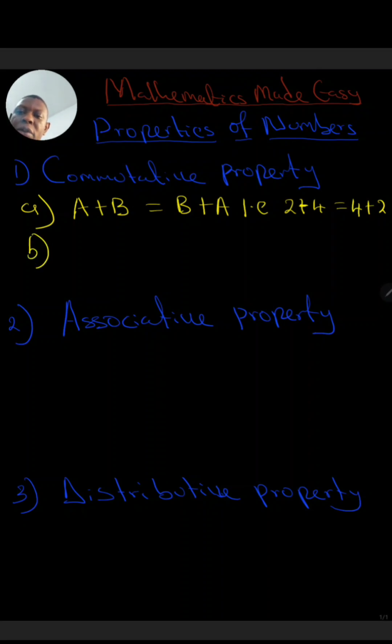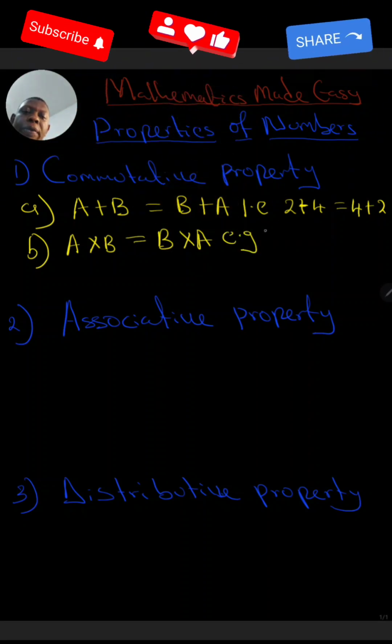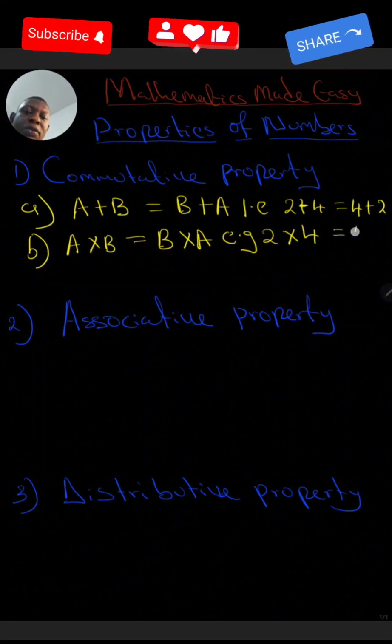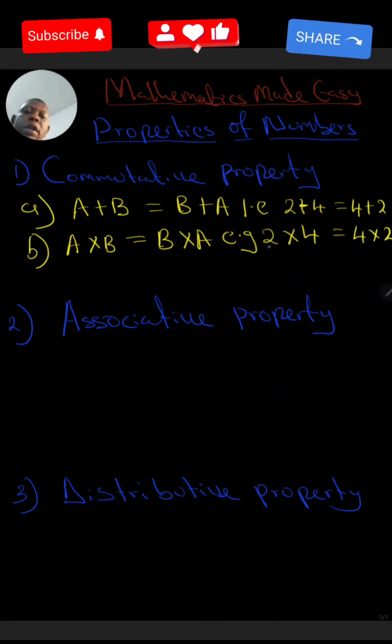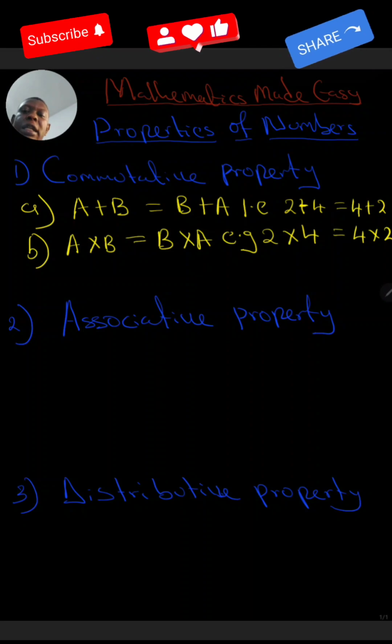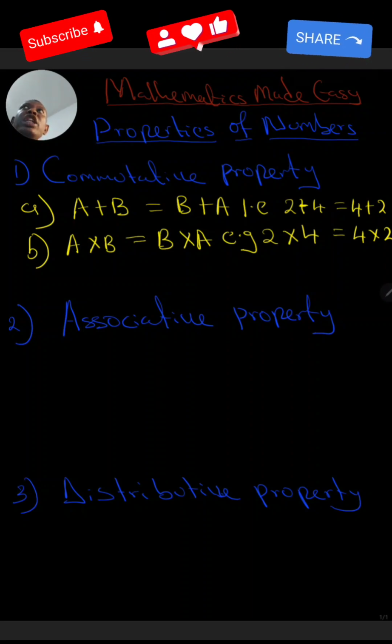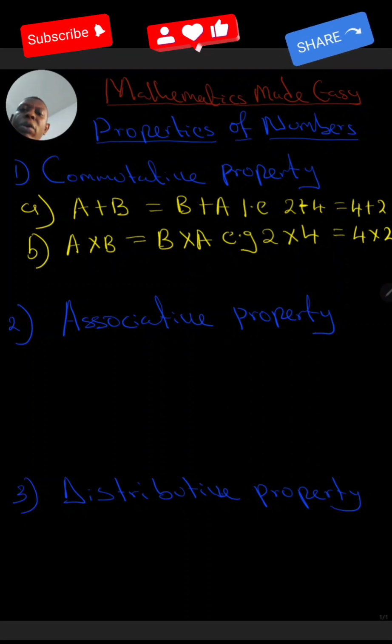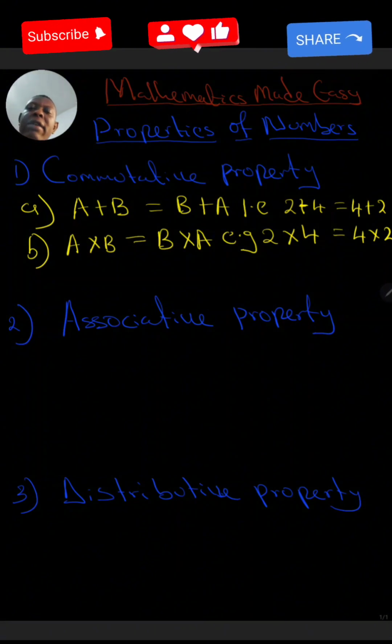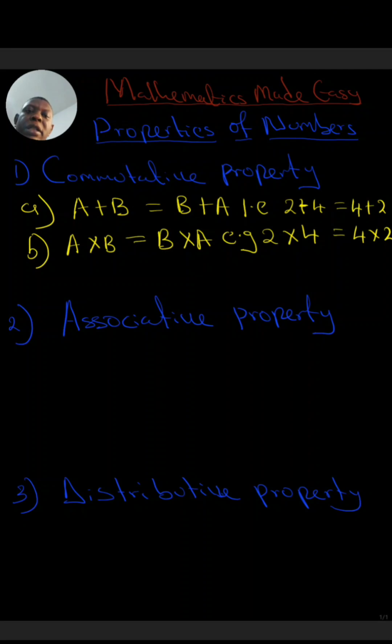The B aspect of it also states that A times B is still the same thing as B times A. I will give an example using the same numbers. 2 times 4 is still the same thing as 4 times 2. 2 times 4 is 8 and 4 times 2 is 8. So it simply means that when you have addition or multiplication, interchanging the numbers does not affect the answer, because they are commutative. So that is the commutative property.